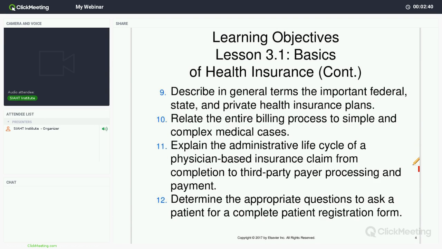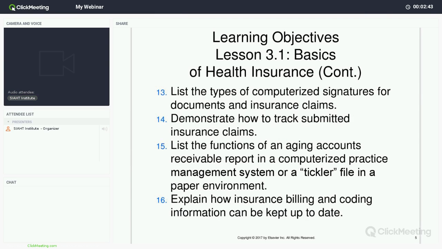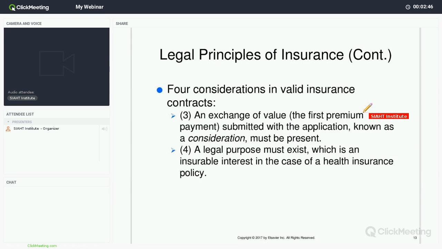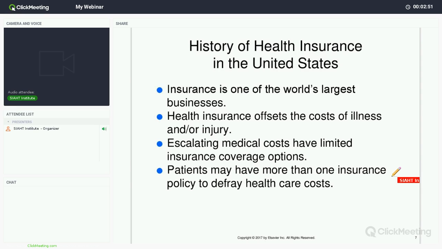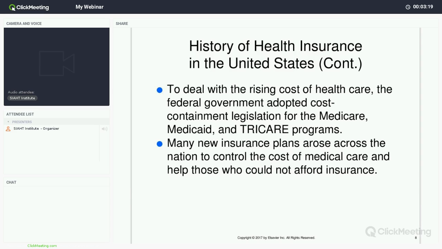So we'll start with the legal principles of health insurance. Insurance is one of the largest industry businesses. Health insurance specifically offsets the cost of illness and/or injury. It also helps protect an individual from medical costs that would be increased otherwise if they didn't have the option. Patients may also have more than one insurance. Depending on where they are, how they work, and their next insurance, they may have one or more insurance.